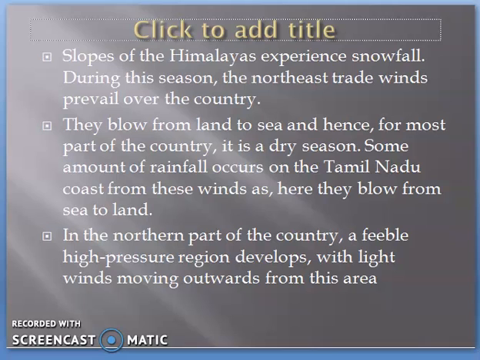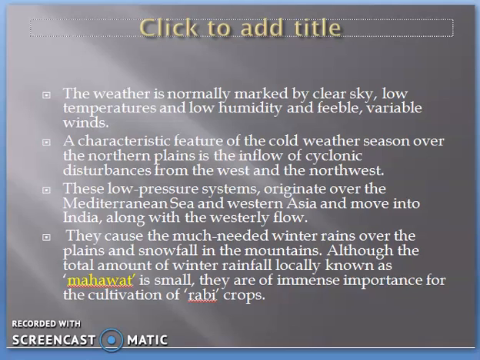The northern part of our country has a high pressure region, and light wind is moving outwards from this area. Generally in the winter you can notice that the skies are very clear, the temperature is low, humidity is also very low, and variable feeble winds are present over this time.